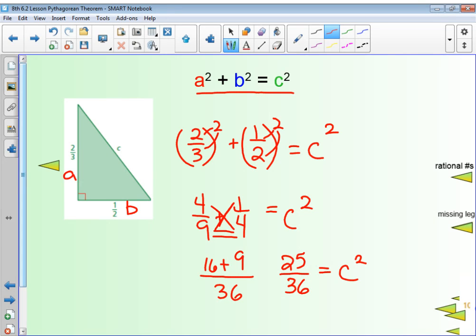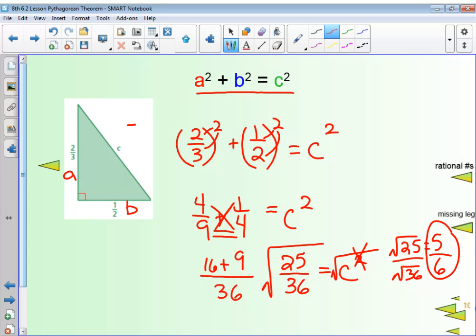Okay, now I want to get that squared out of there. So I have to square root it. So now I'm going to do the square root of 25 over 36. So the square root of 25 gives me 5 over the square root of 36. Gives me 6. My final answer is C equals 5/6.